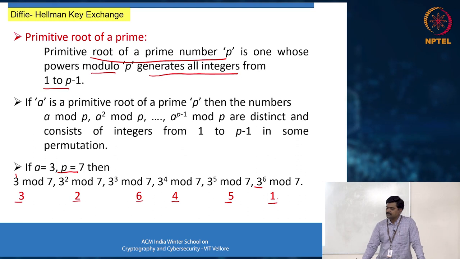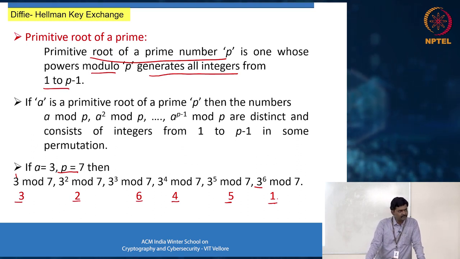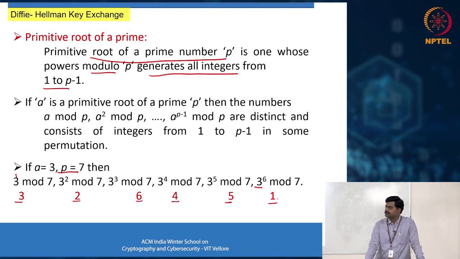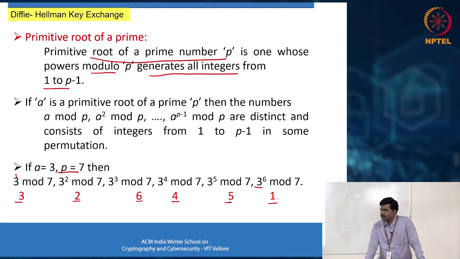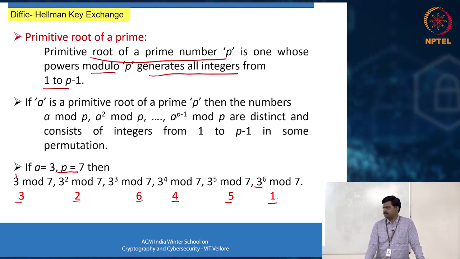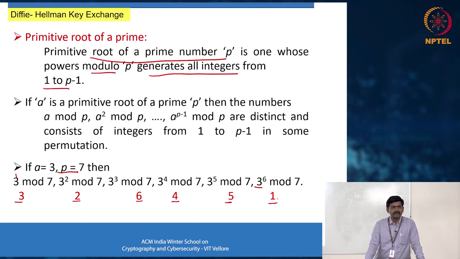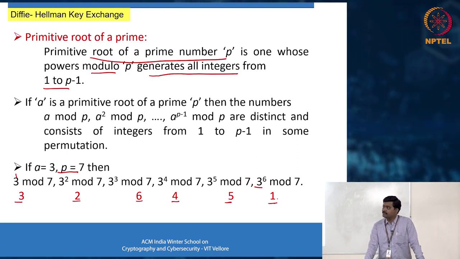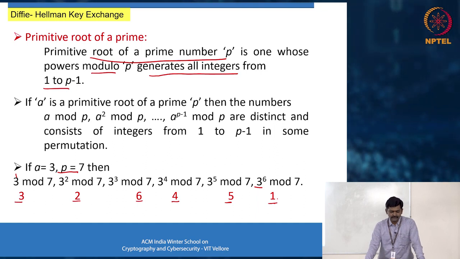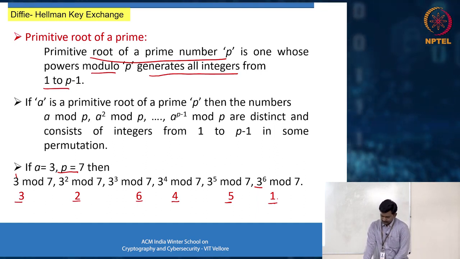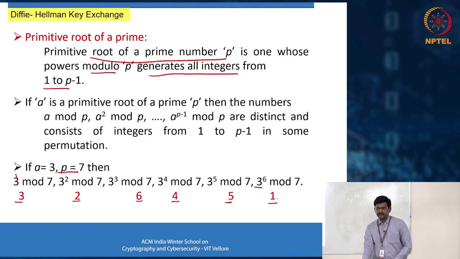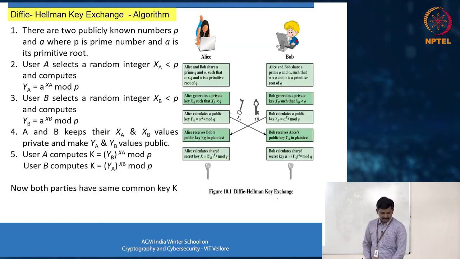So what are all these numbers? The numbers ranging from 1 to p minus 1. Is it in that order of 1 to p minus 1? No, it can be in any order. Order you need not worry about. But the result, if you notice, is that the powers of the primitive root mod that prime number give you the values in the range from 1 to p minus 1. Okay, right? This definition you remember.